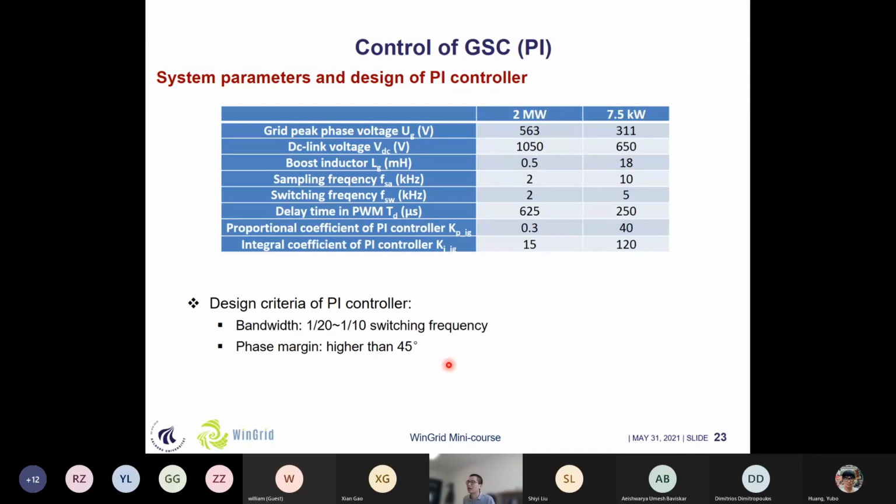And once we have these design criteria ready for the PI controller, we try to design two DFIG systems. One is a real megawatt system, like 2 megawatts, that exists in the wind market. And the other, in order to validate this design in our experimental prototype, is a downscaled DFIG system rated at 7.5 kilowatts. So if we know the parameters of these two systems, then we can see how to design these PI controllers step by step.